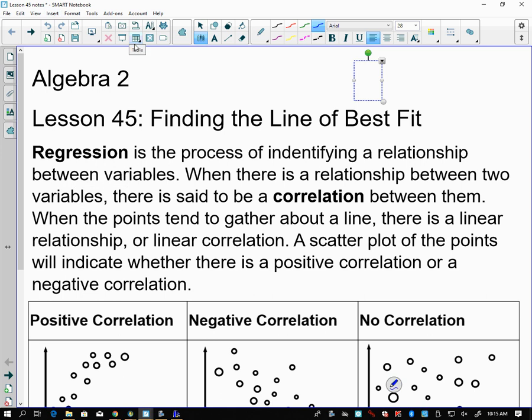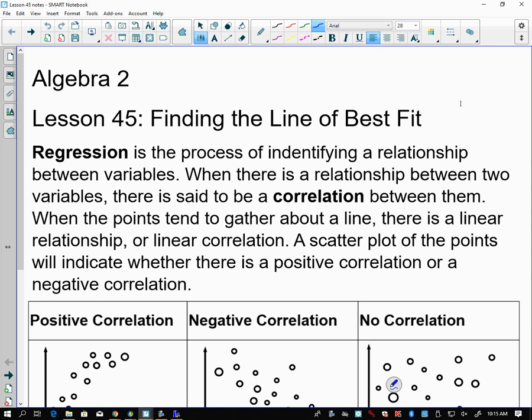All right, Algebra 2, Lesson 45, finding the line of best fit. Finding the line of best fit is going to be based upon the idea that we're going to be looking at data in a graph, and sometimes that data is all over the place a little bit. It's kind of like a scatter plot. So there may not be a linear line that represents that data. At least it won't look like a line. But there might be a line that fits it in general. Does that make sense? So a line that's basically the average of that data.